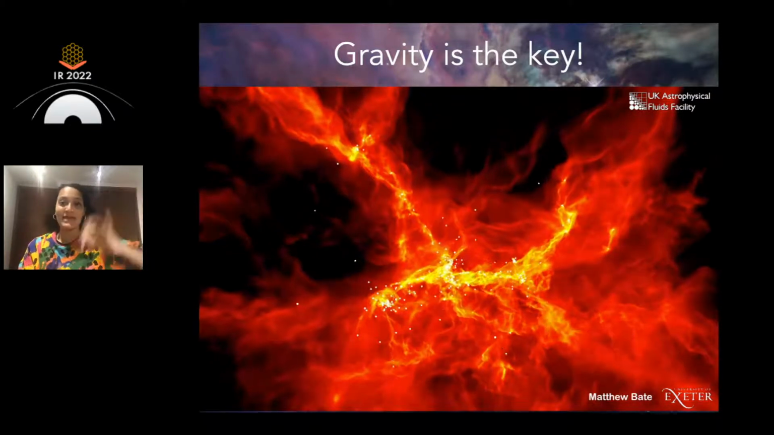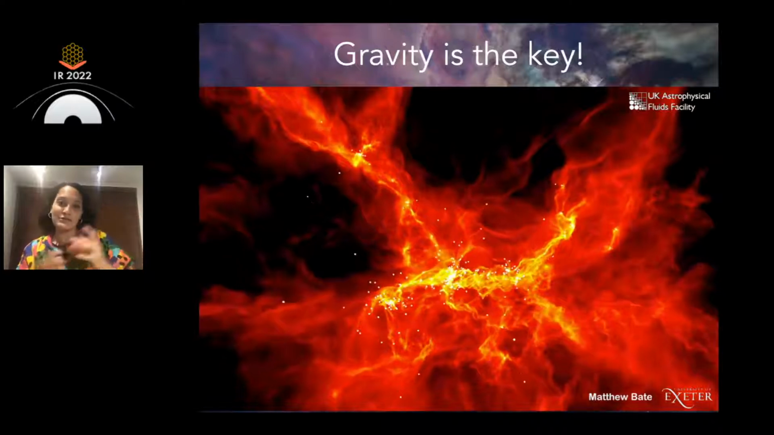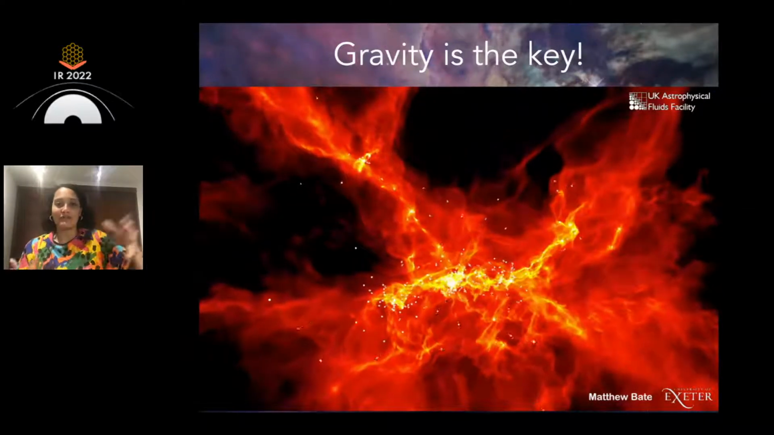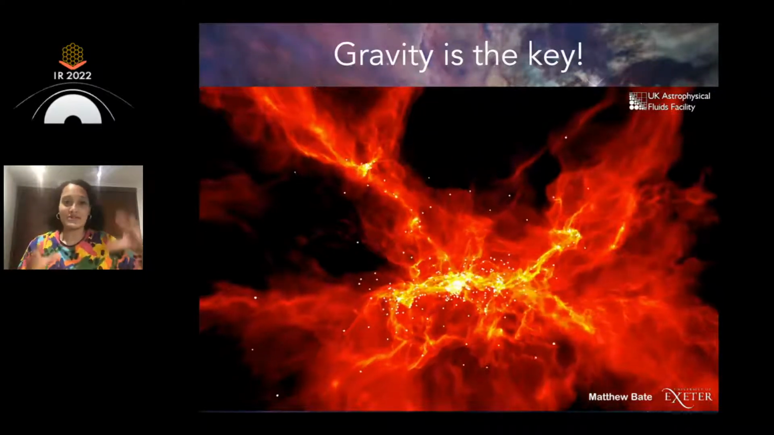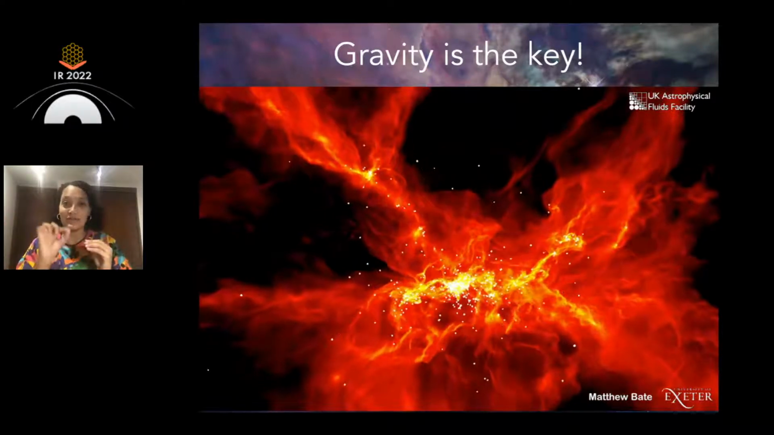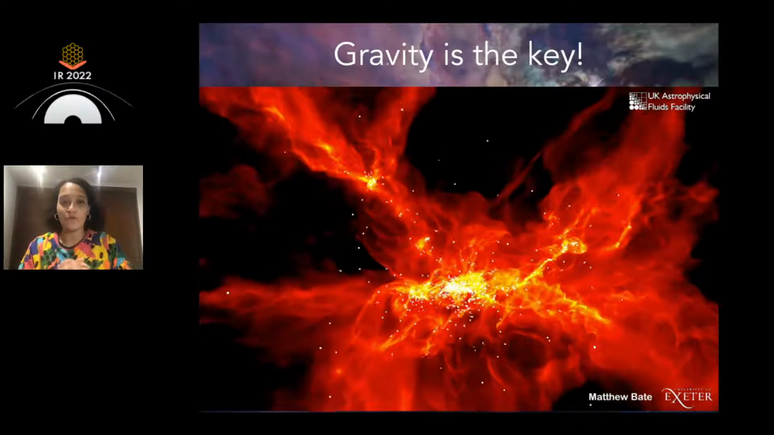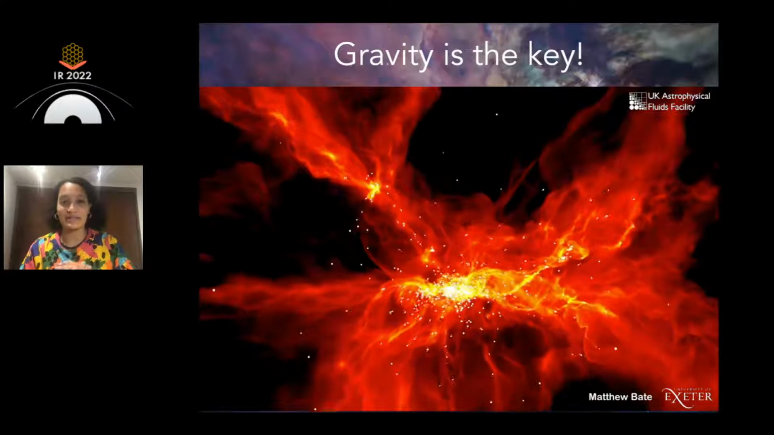And all of this collapse happens because gravity is drawn to areas with more material, and this creates a cascade of different collapses which take that big cloud and turn it into these little stars you can see popping up all over the diagram here as these white dots.